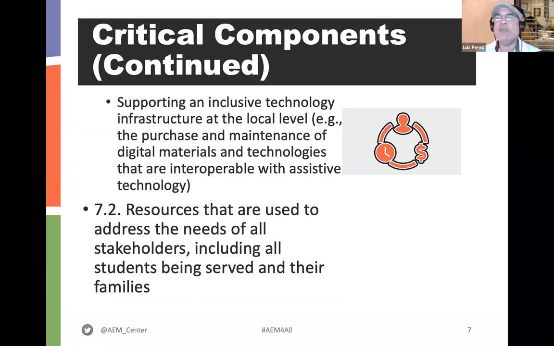And then 7.2 just says resources that are used to address the needs of all stakeholders, including all students being served and their families. So again, it's just those 2 points for the critical components for this quality indicator number 7, which is all about allocating resources.